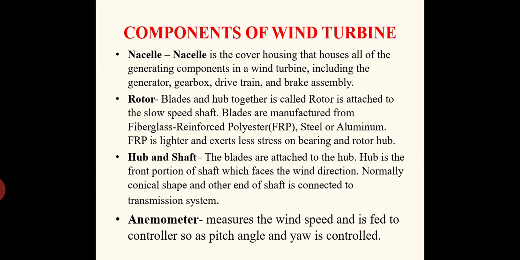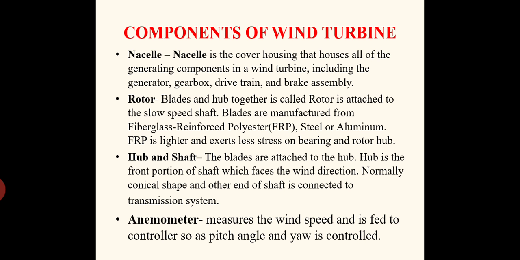Now coming to the rotor that I have already explained, blades and hub together is called the rotor, and is attached to the slow speed shaft. This is the slow speed shaft, and this one is the high speed shaft. See this, the slow rotation of the hub and blades is converted to high speed rotation using the gear transmission. Appropriate gears will be connected, meshed together, so that the speed can be increased, RPM can be increased, that you might have studied in the mechanics of machinery.